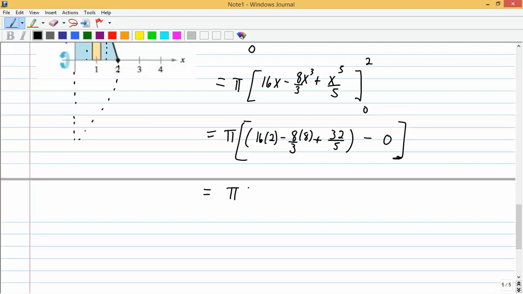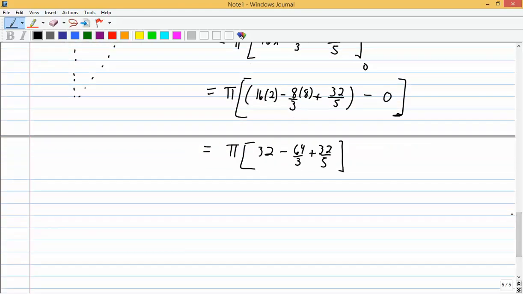Alright, so it's going to be pi times 32 minus 64 over 3 plus 32 over 5. One good thing about knowing that this is a volume is that if we get the wrong answer, like a negative answer, that right away will tell you it's the wrong answer. You know, we did something wrong. So hopefully we do get a positive value here. Pretty sure that we will.